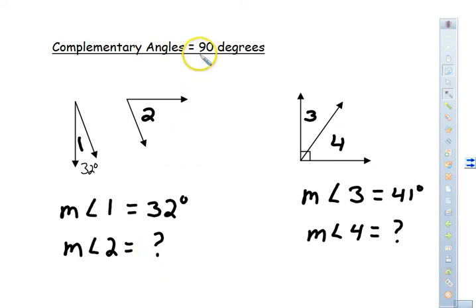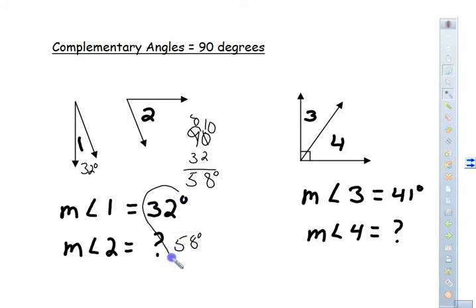So again, since we're finding complementary angles, we do it the exact same way that we did with supplementary. However, complementary is 90 degrees. So we're going to subtract 32 from it, and you're going to end up with 58 degrees for the measurement of angle 2. Again, adding these two together must equal 90 degrees, and they do.